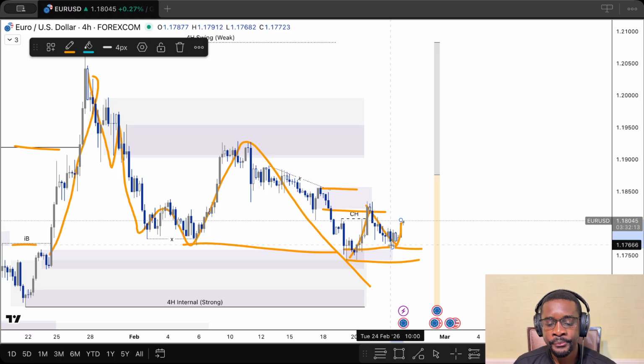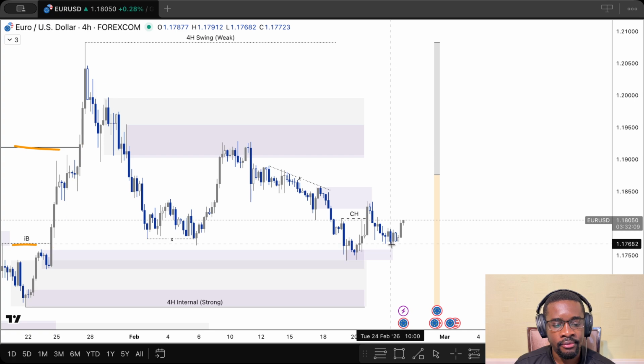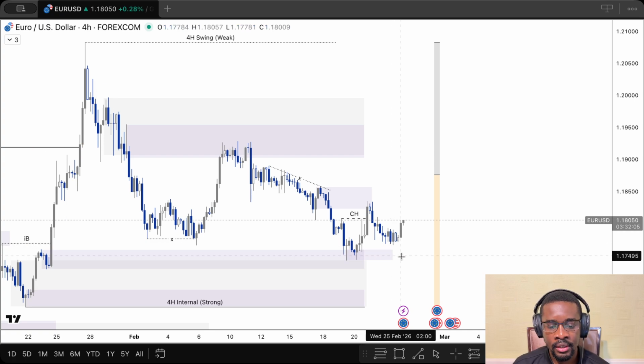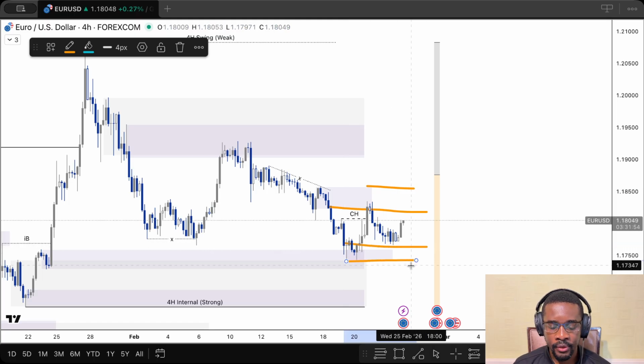But right now we do not have any clearly defined direction, because price is simply stuck between this supply and this demand. So price is in the middle of the range. So as of now, maybe price will continue.